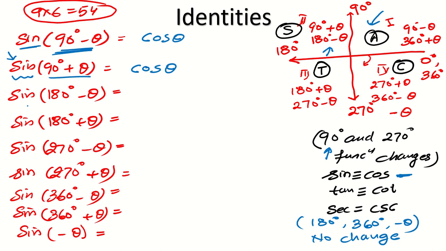Now sine 180 minus theta. Sine 180 minus theta. 180 means, you see, no change in the function. So if it is sine, it will remain sine. And 180 minus theta, which quadrant? Second quadrant. And in the second quadrant, sine becomes positive. So it will be positive sine theta.